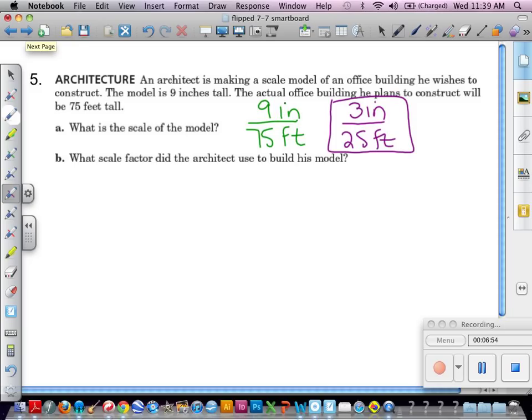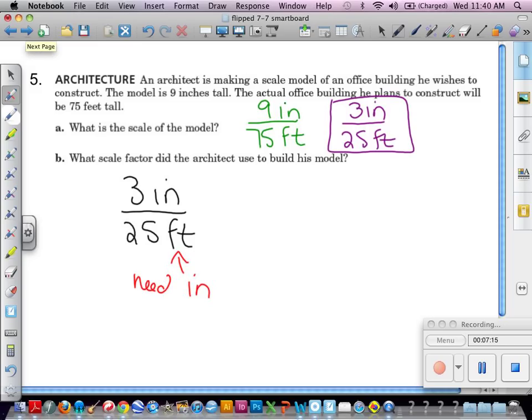Letter B says, what scale factor did the architect use to build his model? And so I need to take my scale, which is 3 inches over 25 feet, and I need to have the same labels again. I've got inches and feet, so I really want this feet here. I need that in inches. So I'm going to multiply by a conversion factor. I'm going to multiply by a ratio. I don't want these feet on the bottom, so I'm going to write feet on top. My goal is I'd like to have a comparison with inches to inches. So I'd like inches on the bottom.